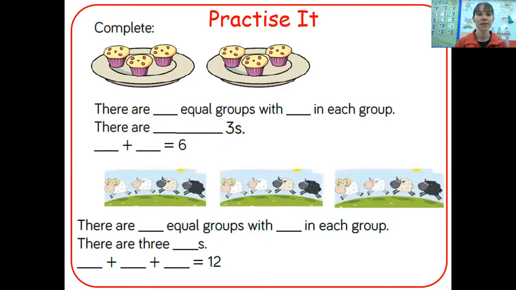Have a look at the pictures. There are how many equal groups with how many in each group? There are how many threes? And then we've got the calculation underneath. Have a pause, have a go, do that one first. Okay, let's see if you got it right. So there are 2 equal groups with 3 in each group. There are 2 3s. So 3 add 3 equals 6.